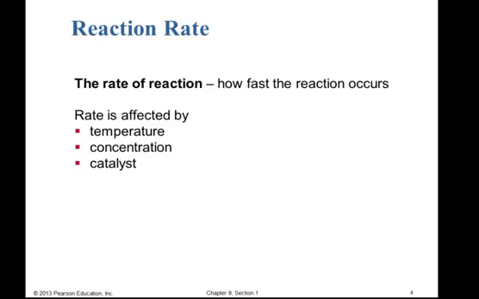Now, when we talk about reaction rate, that's how fast a reaction occurs. And that's going to be affected by things like temperature, concentration, and the addition of a catalyst. And in our lab, we're going to look at all three of those things affecting the rate.